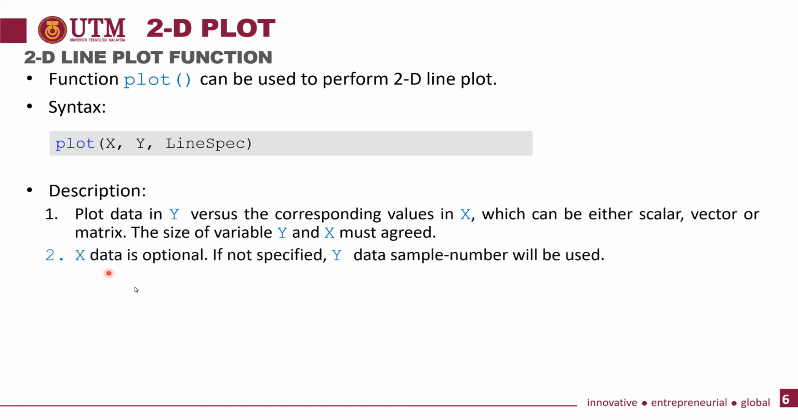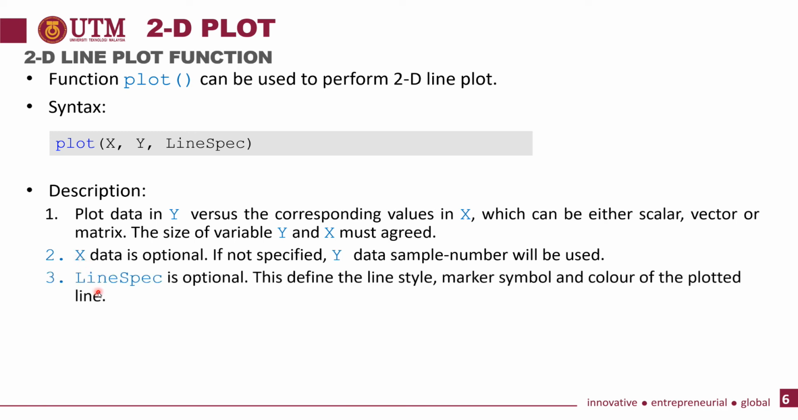X data is actually optional, but if it is not specified, the Y data sample number will be used. The main part that is needed in plotting the data is actually Y, which is the measured data. So X data is optional. Line spec is also optional. It defines the line style, marker symbol, and color of the plotted line. Line spec is more related to the style, such as a dotted line, a solid line, or any other line.